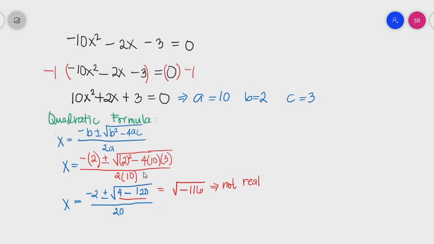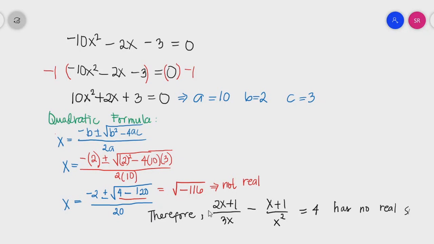So, instead of proceeding to our solution, we can conclude that the quadratic equation has no real solution, and consequently, yung equation natin na 2x plus 1 over 3x minus x plus 1 over x squared equals 4 has no real solution as well.